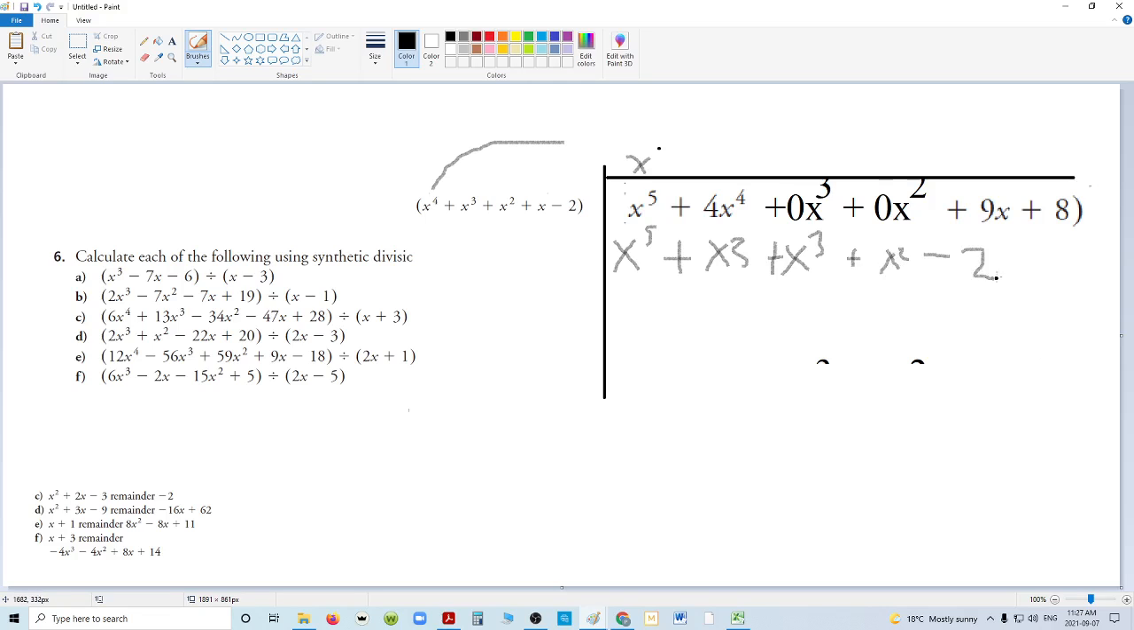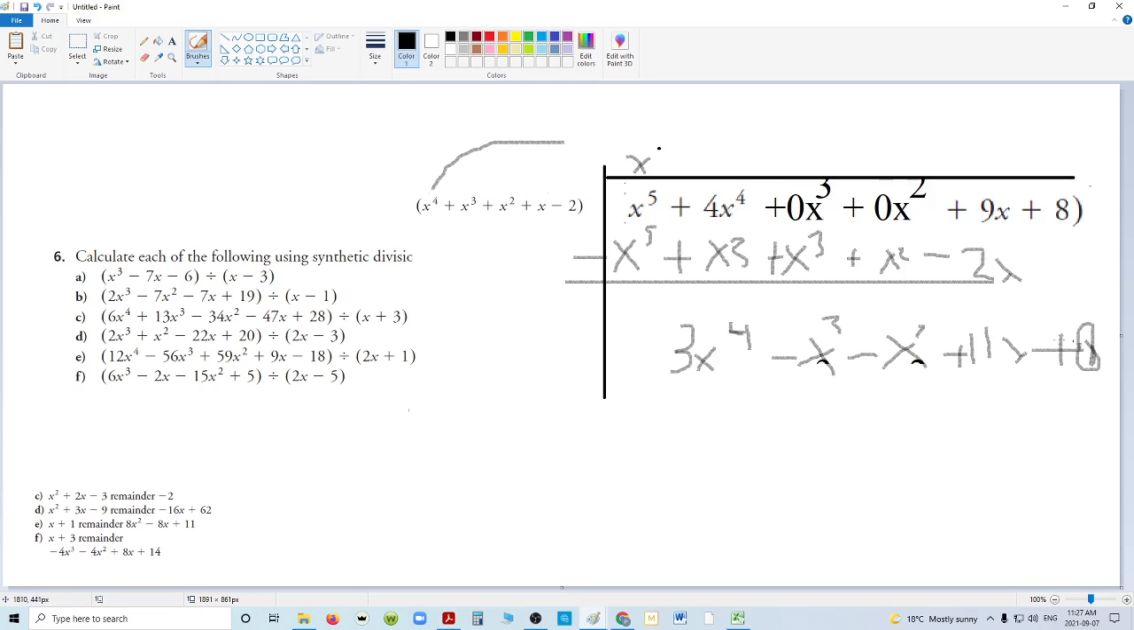And then minus 2x. And when we subtract it, we get 3x to the 4 minus x cubed minus x squared, minus 2x makes plus 11x. Now we bring our number down, plus 8. And our last one, you can see we're going to just have a giant remainder. Our last one is plus 3. So you get 3x to the 4 plus 3x cubed plus 3x squared plus 3x. And the last one, minus 6.